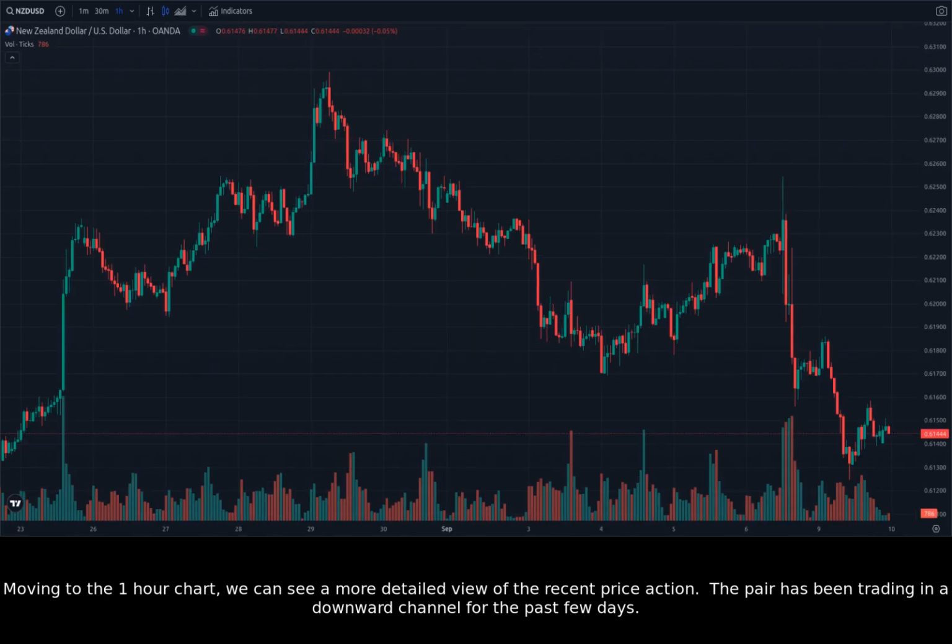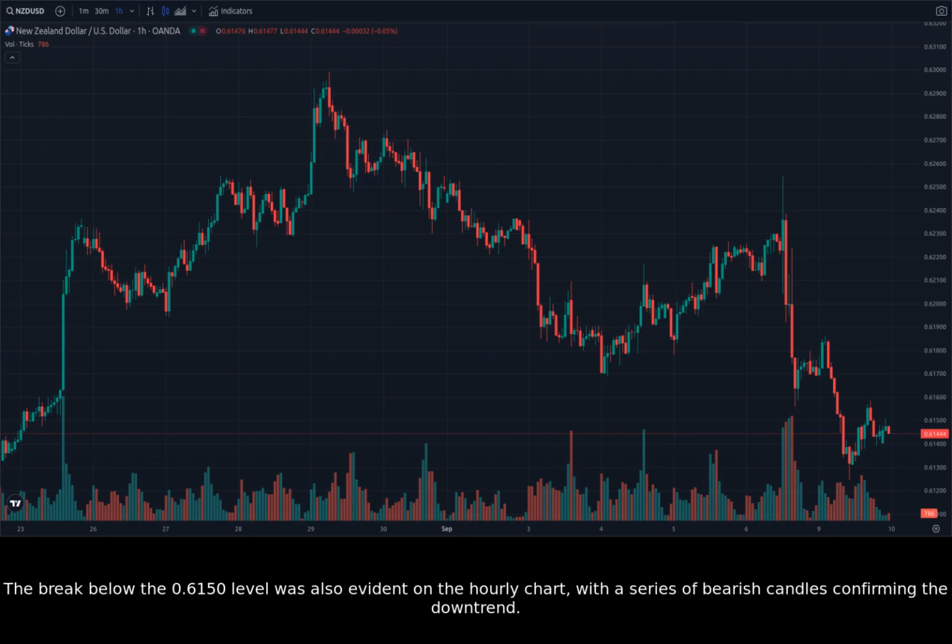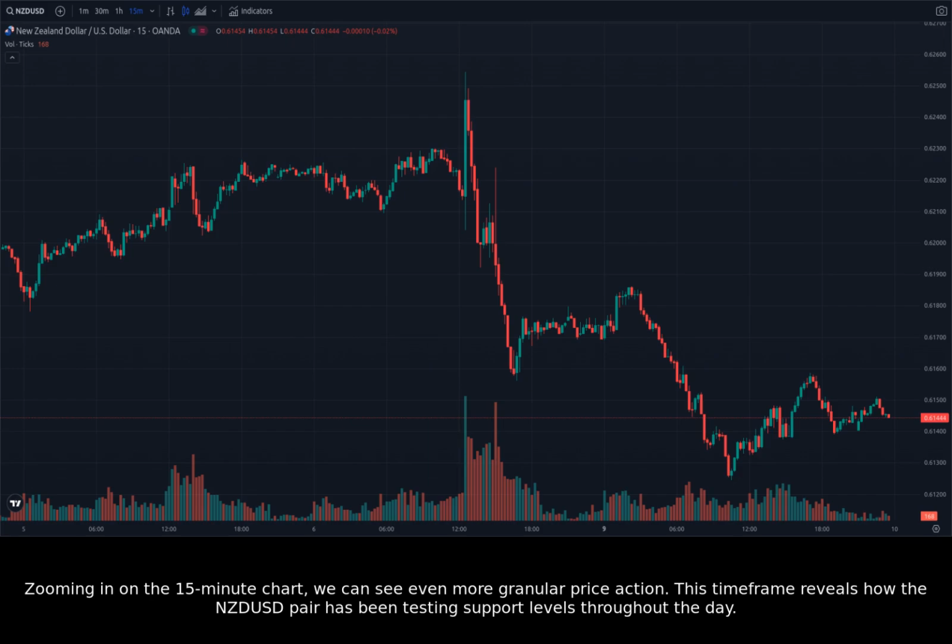Moving to the 1-hour chart, we can see a more detailed view of the recent price action. The pair has been trading in a downward channel for the past few days. The break below the 0.6150 level was also evident on the hourly chart, with a series of bearish candles confirming the downtrend.